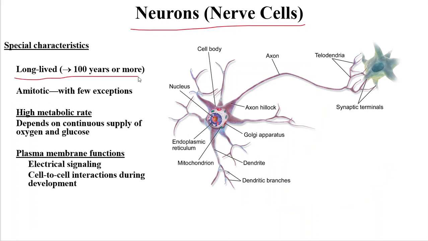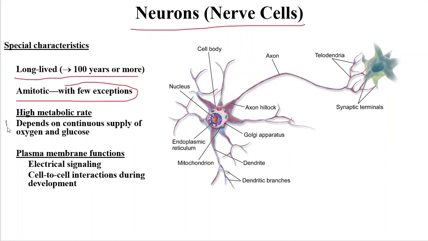These guys can be 100 years old. You get these guys when you're born and they don't divide. You don't get any more. If you kill them off with drugs or alcohol or whatever, they're gone forever. These guys are amitotic. Some exceptions. Nothing that we need to get into.